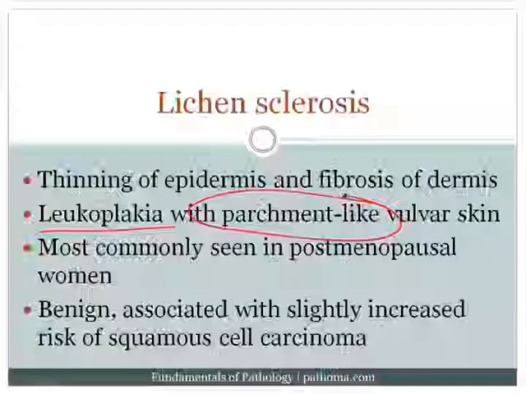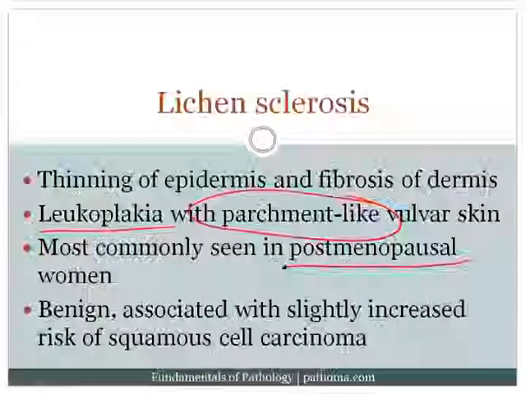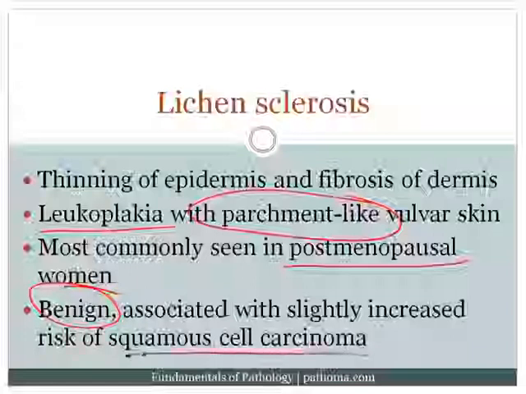This is usually seen in postmenopausal women. There's sort of atrophy that occurs of the epithelium, and then over time there's some fibrosis of the dermis, and that results in what we call lichen sclerosis. Now, one very important principle here, and that is that this is benign, all right? However, it is associated with a slightly increased risk of squamous cell carcinoma. You could probably bury that away for a minute, and I'll touch on it later, as you'll see.